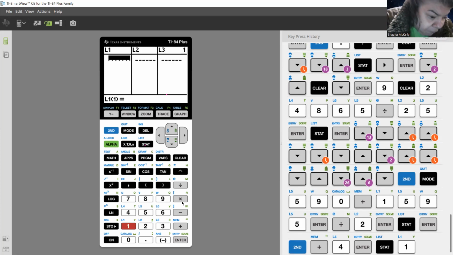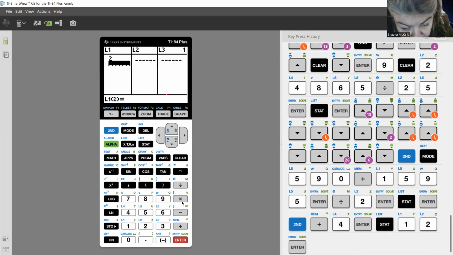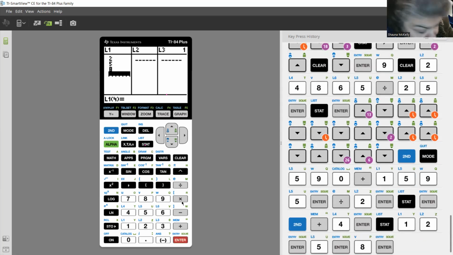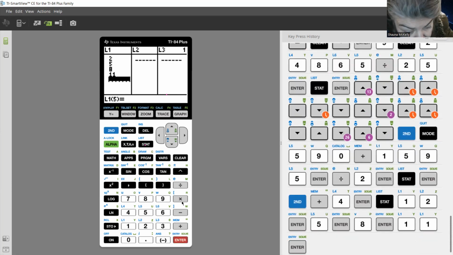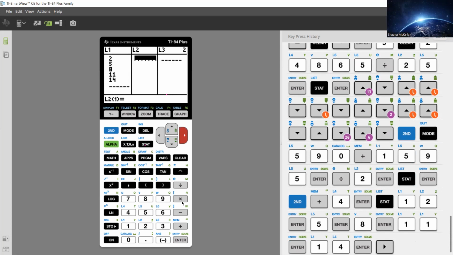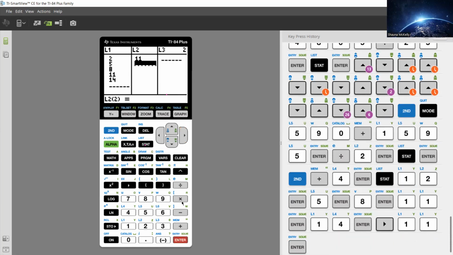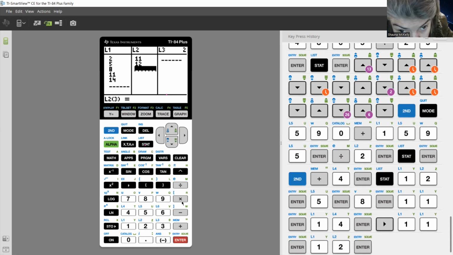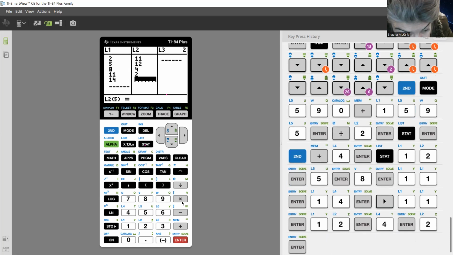I can make a new list now. Remember that my midpoints are in L1. So I'm going to put my midpoints in L1. This is 2, 5, 8, 11, and 14. And my frequencies for those midpoints in L2. So 11, 12, 4, 2, and 1. Okay, so those are my frequencies.